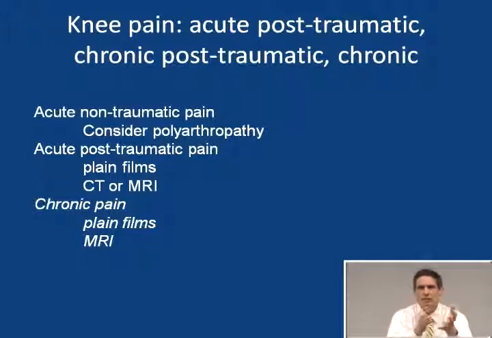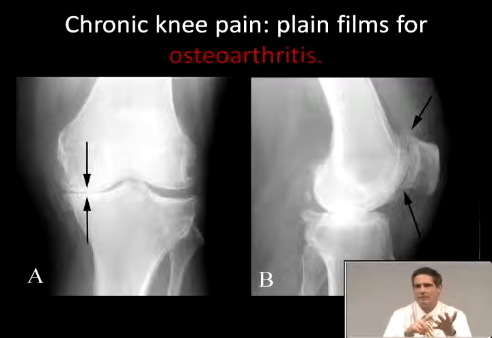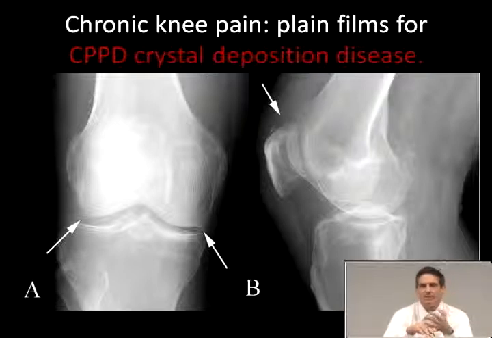Well, as in the other joints, plain film first, looking for osteoarthritis, looking for chondrocalcinosis, and then MR maybe after that. Plain film's classic features of osteoarthritis, again, joint narrowing, osteophytic spurring, subchondral sclerosis, subchondral cyst formation. Here you've got CPPD crystal deposition disease, classic findings, different preferential degenerative changes of the patellofemoral articulation, chondrocalcinosis preferentially of the fibrocartilage, some calcification of the suprapatellar recess.